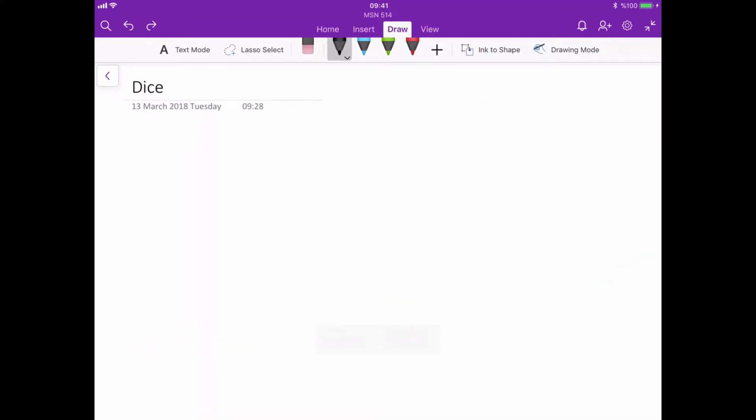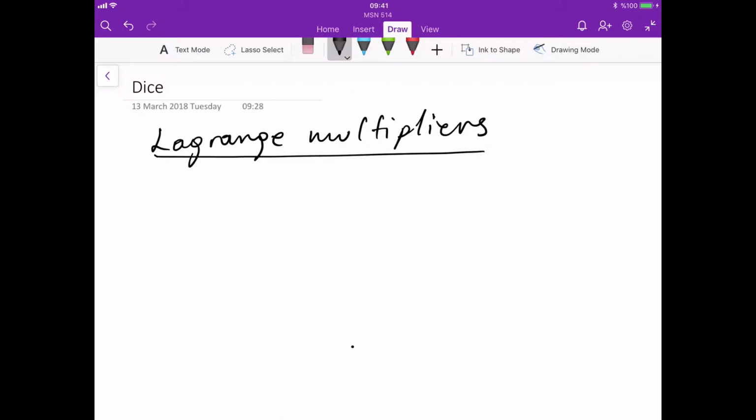So let me first start asking you whether you have heard of Lagrange, I hope I'm writing it correctly, multipliers. Have you heard of this? Anyone? Some of you? Yes. What is it used for? Optimization. Constraint optimization, right?